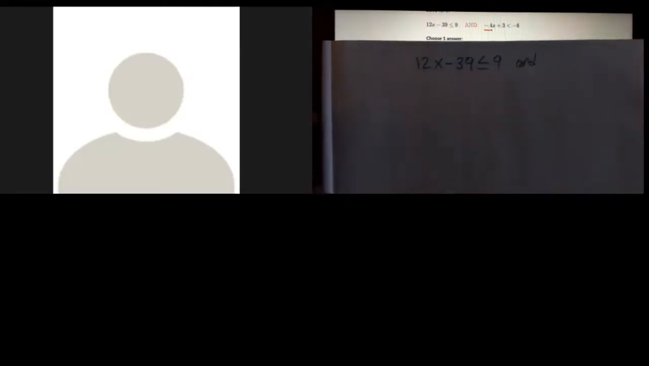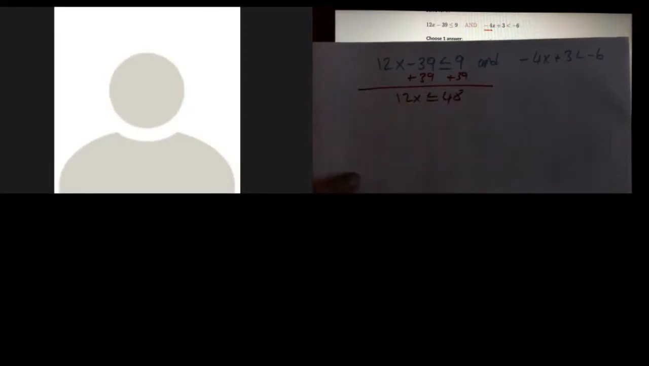12x. Oh yeah, this is much better. Less than or equal to 9. You guys can see, right? Yes. And -4x plus 3 less than -6. Let's solve it and see.